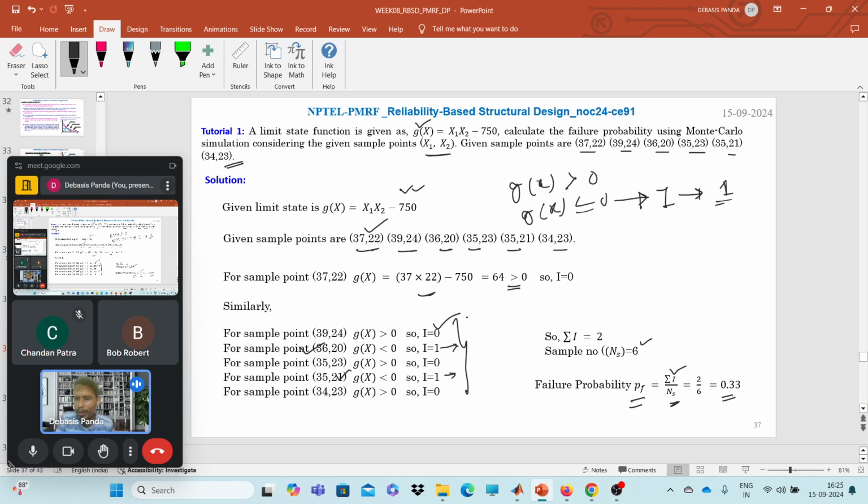So this question I have already solved. If you have different kinds of values, you can solve for PF. Yes or no? Just go through the question and tell me. I think it's fine. Yeah, you have the samples. You just need to put all these samples one by one in your GX and check how many times it failed. Here the limit state failed 2 times for these samples, so the PF will be 2 divided by 6, that means 0.33. If we have different kinds of samples, you just need to replace them in your GX, check how many times it fails, and get the probability of failure.